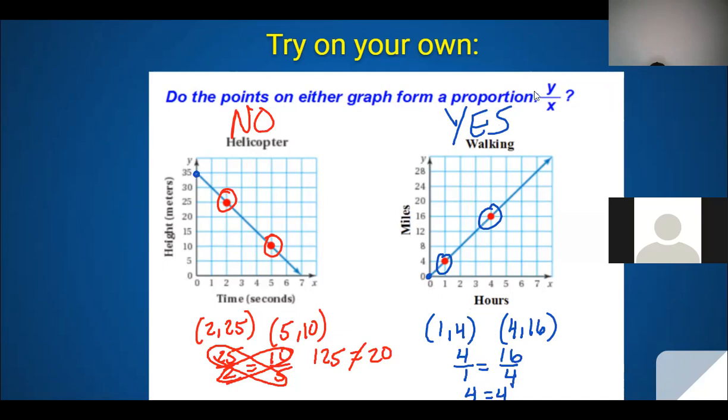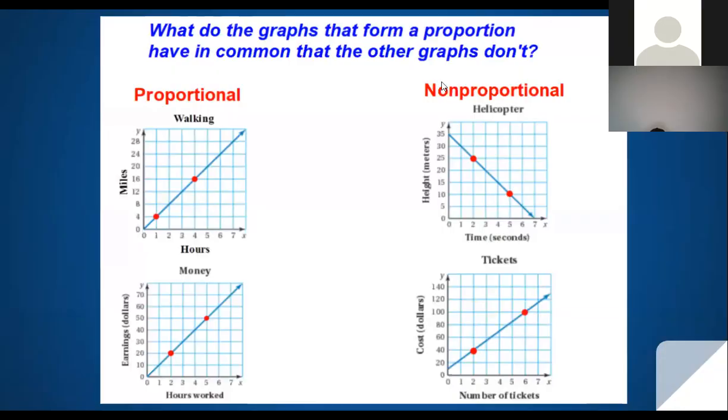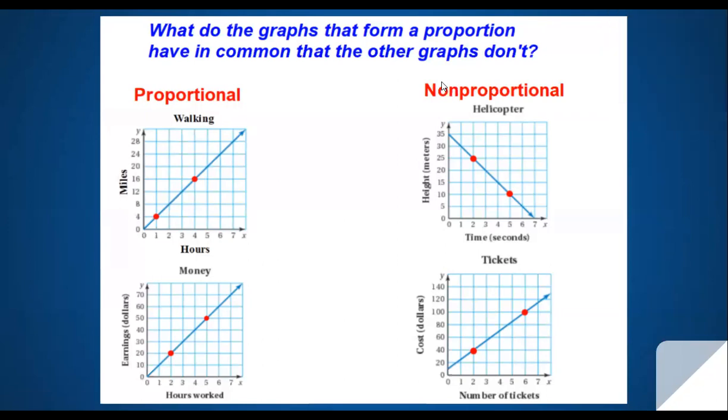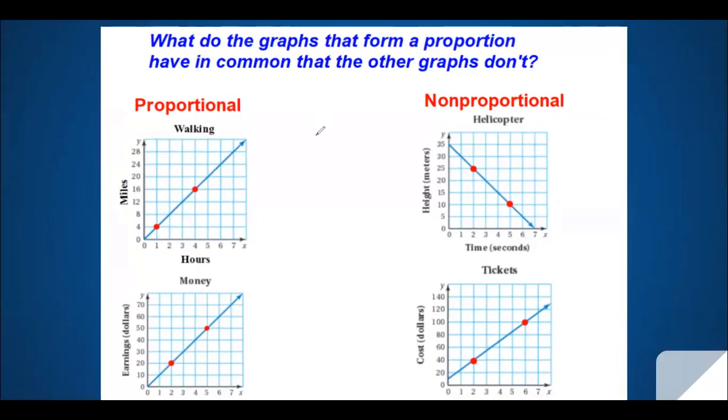Let's proceed. Questions on this? Okay, what do the graphs that form a proportion have in common that other graphs do not? Go ahead, Matthias. They all start from the origin. Bingo. And then the other ones, they don't start from the origin. They start from like 10 or whatever.